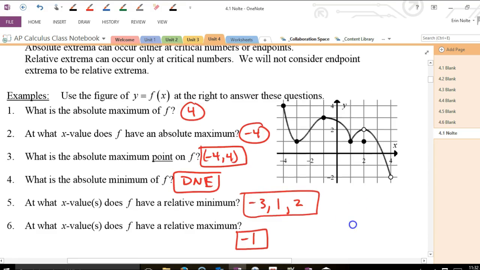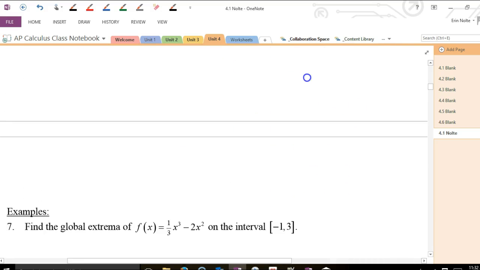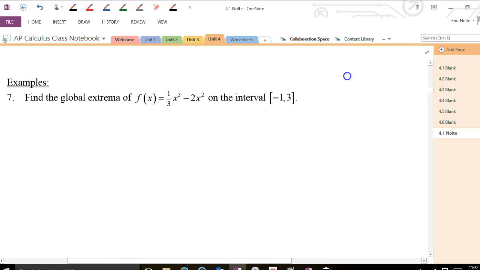Okay, so that's nice when they give us a graph, but they probably won't always give us a graph. Okay, let's do it when they give us a function. It says to find the global extremas of our function on the interval between -1 and 3. So the first thing we're going to do is take our function and derive it, so we're going to find the derivative. What's the derivative of 1/3 x cubed? X squared, right? Because you divide by 3, right? And then what's the derivative of 2x squared?